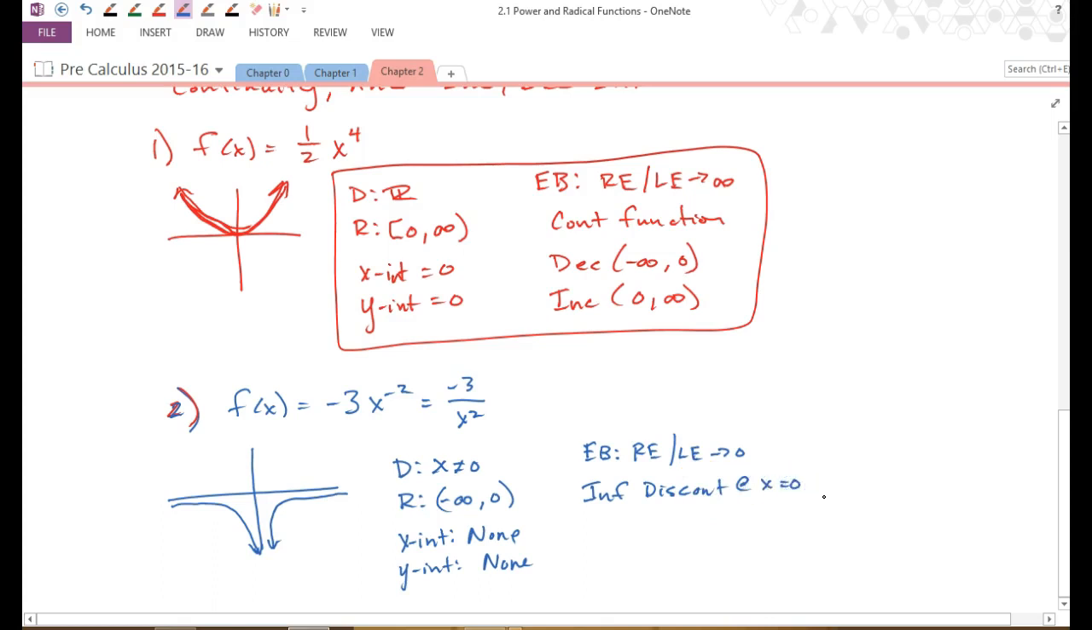Okay, my last piece is my increasing and decreasing. So going from left to right, what is happening initially? It's decreasing. It's decreasing from negative infinity to what? To zero. So negative infinity to zero. And then what happens on the other side of that? What is it doing? Increasing. So then it increases from zero to infinity.